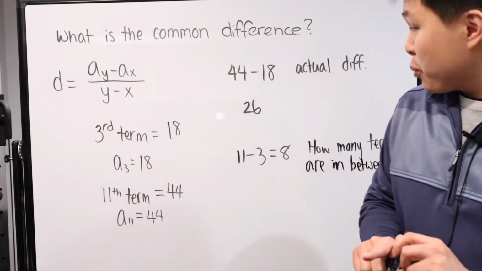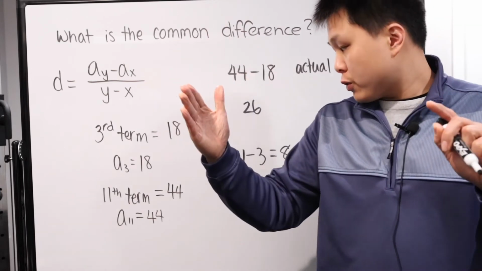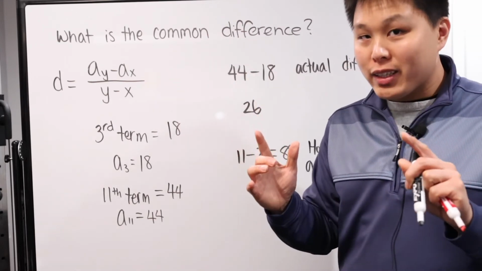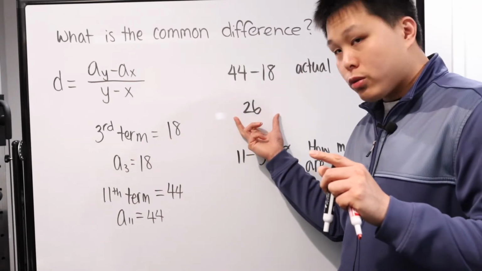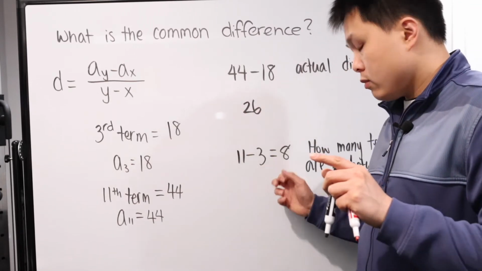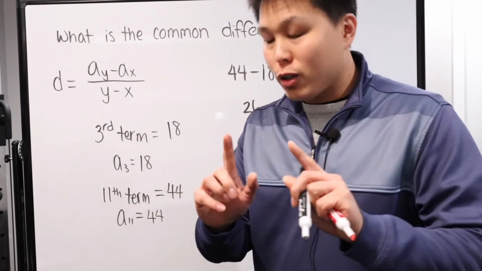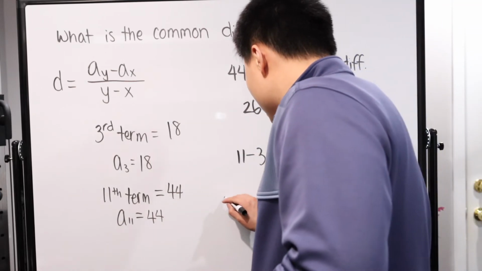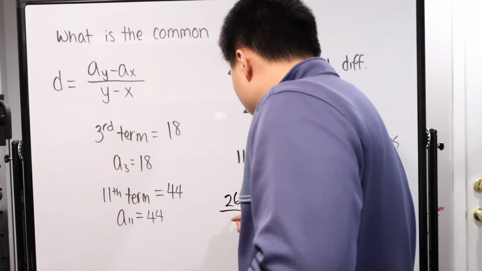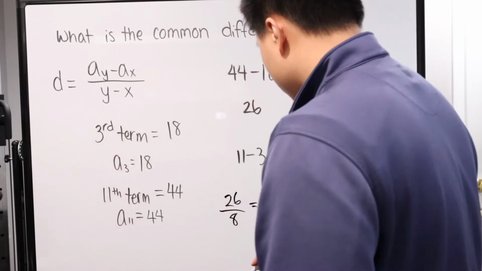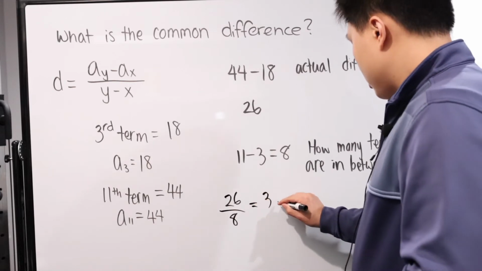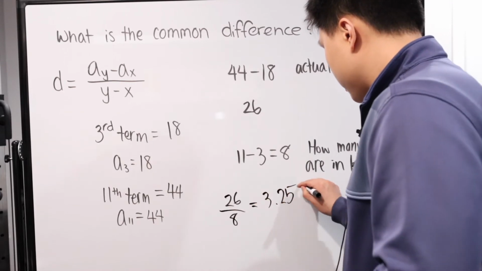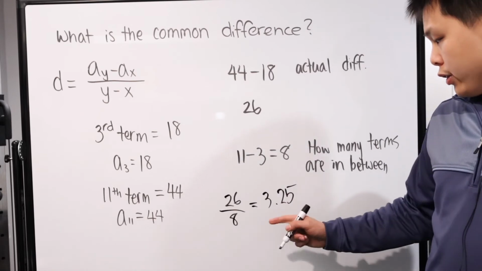And just like that, we have the total actual difference. We know how many terms are in between, so if they're going to be equal, all we have to do is take the total difference, the actual difference, divided by the number of terms. So 26 divided by 8 equals what? That's 3, and then you have 0.25, I believe. 3.25. Okay? And there you go.